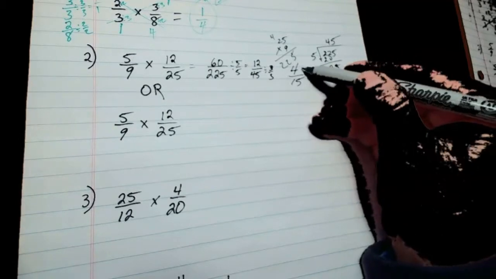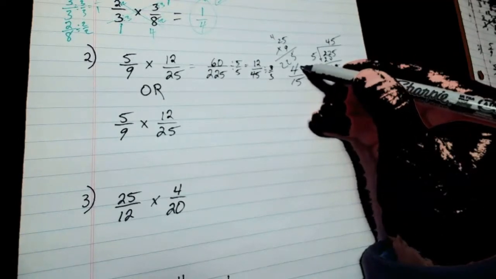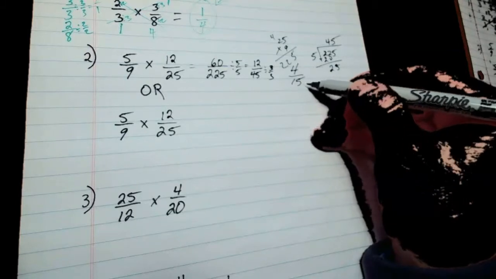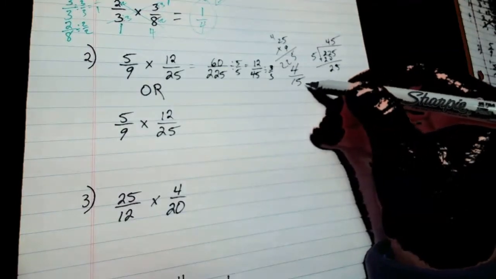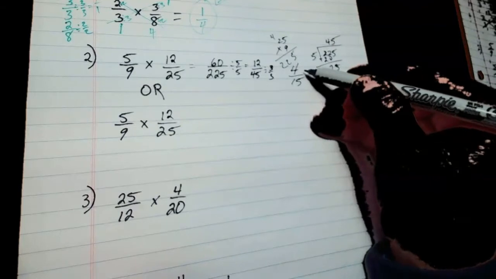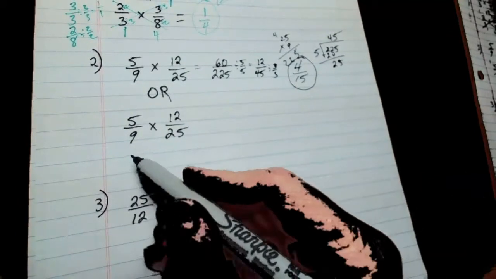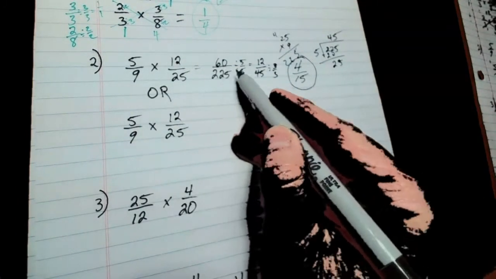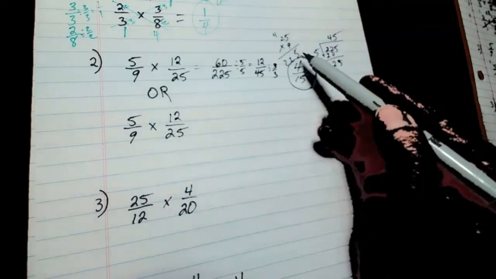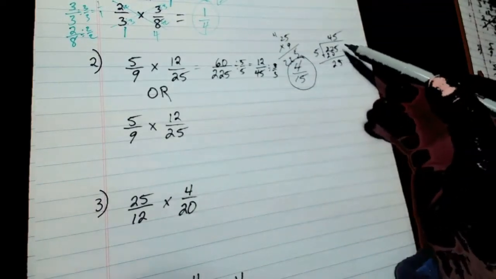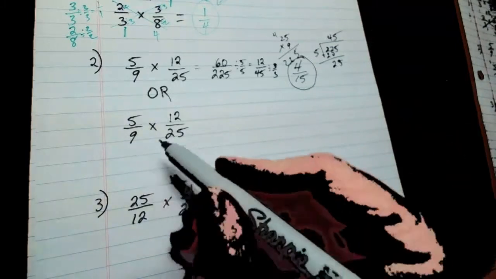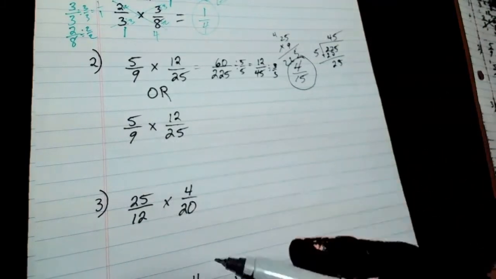I look at my 4/15. 2 will go into the 4, but 2 won't go into 15. 3 and 5 will go into 15, but neither of them go into 4. So there is not one number that will go evenly into top and bottom. So I've come to my final answer of 4/15. That was a lot of work. So I always suggest that we do the cross-reducing. Instead of reducing here and taking all this time, we could multiply incorrectly, we could divide incorrectly, besides the time it takes. I always suggest that we reduce before we multiply.